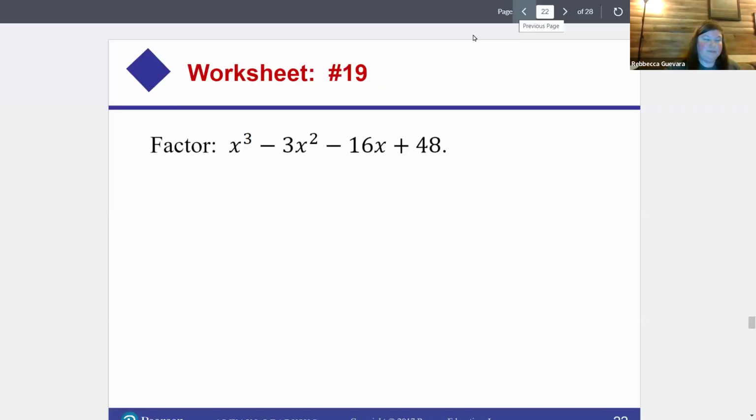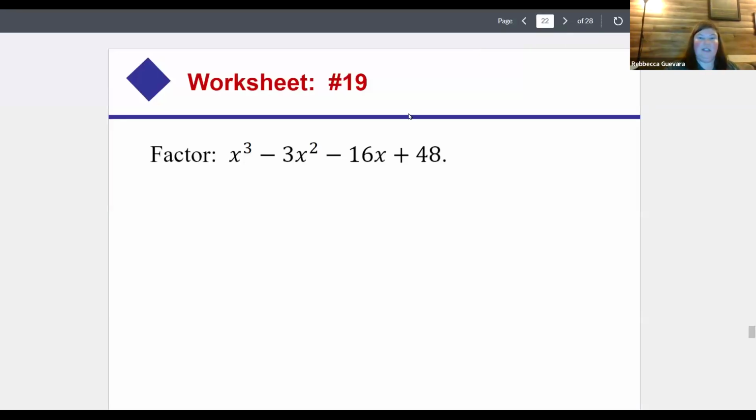So take a moment, try number 19. So also you're going to try that factoring by groups. Be careful here because we have that negative. When you factor out, you have to consider what's going to happen to a positive when you factor a negative from it.